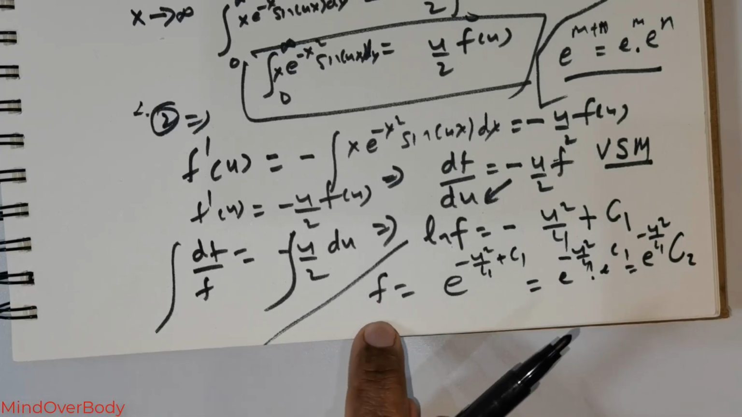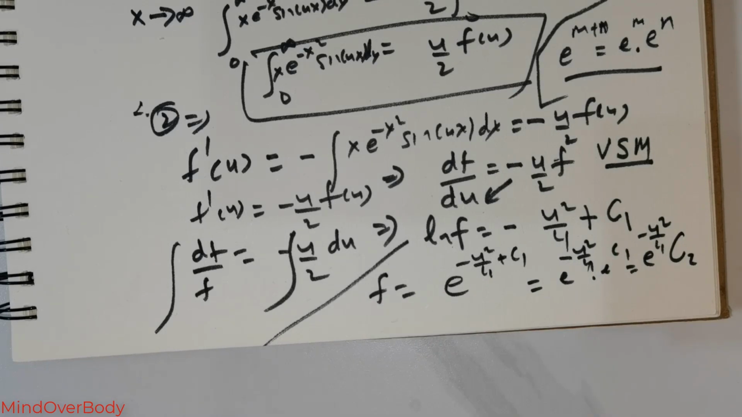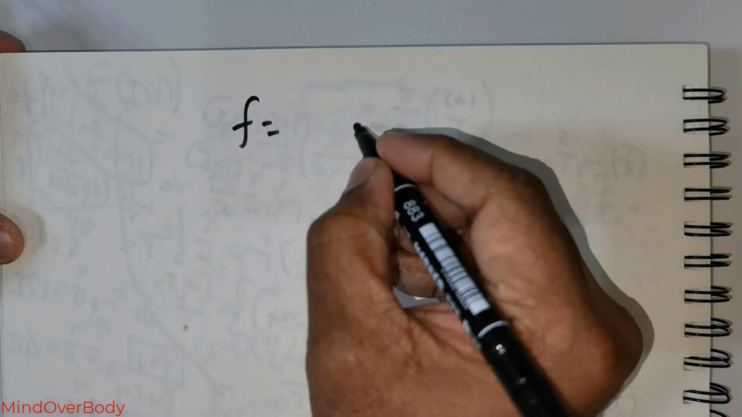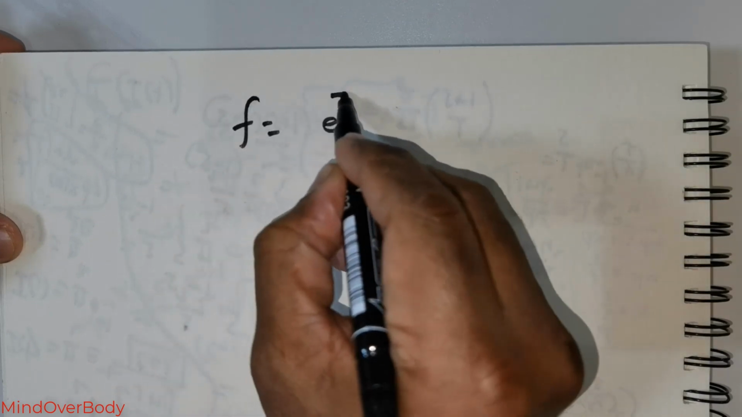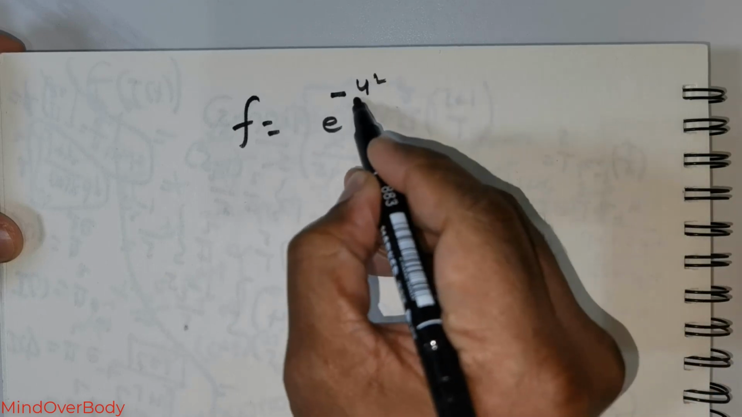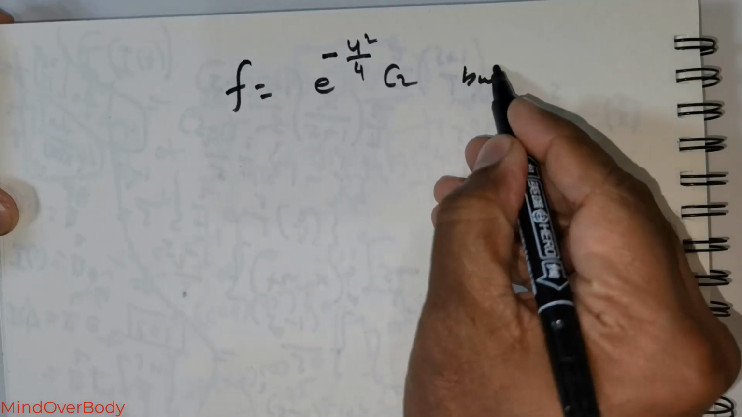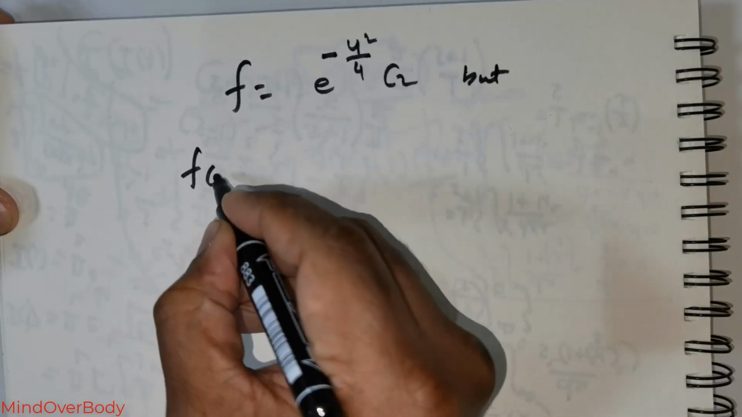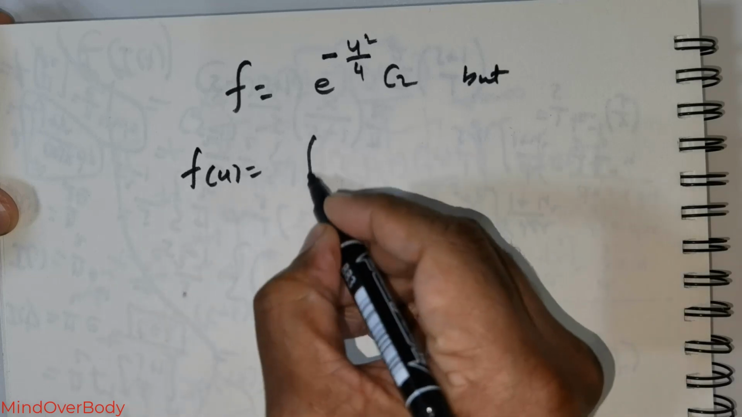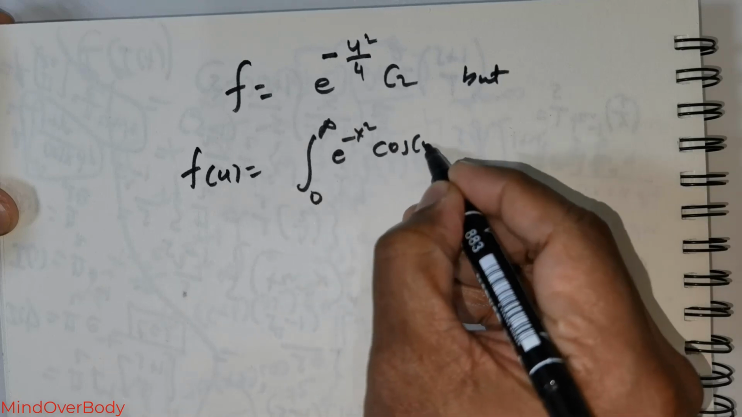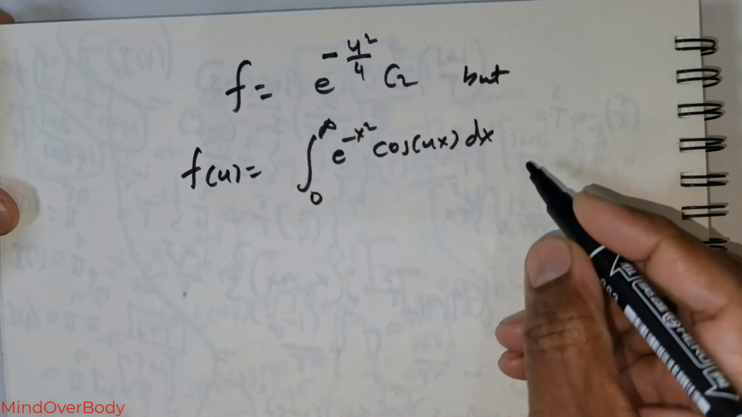Now this is my function f. So we are almost done. Just within a couple of steps we would be able to arrive at the solution. So let me go to a new page. Now we have got f to be equal to e raised to the power of negative u squared over 4 times c2. But we have defined f of u to be the integral from 0 to infinity of e raised to the power of negative x squared cos of u times x times dx, right?